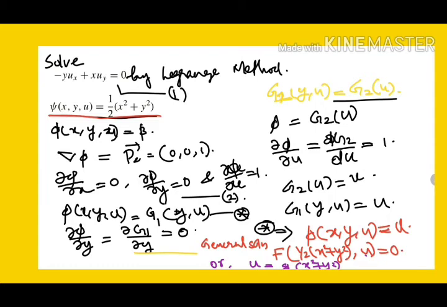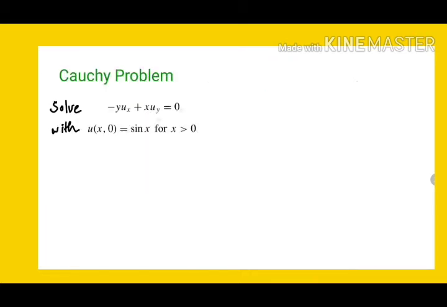So the general integral, or solution to problem 1, is u equal to some function of x square plus y square. In this way we can find the general solution by the Lagrange method. Now we move on to the corresponding Cauchy problem. That means when an initial condition or initial data is given, we find an integral surface passing through, containing, the initial curve. Such are Cauchy problems.